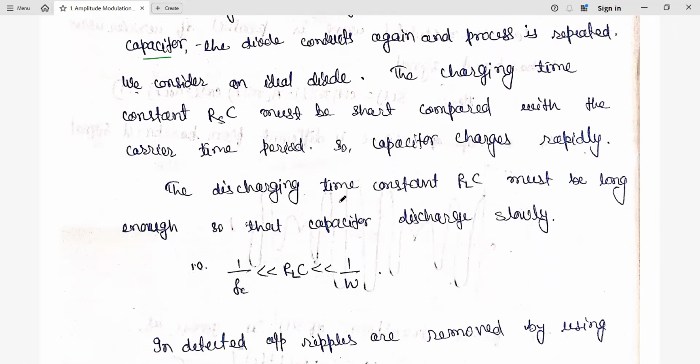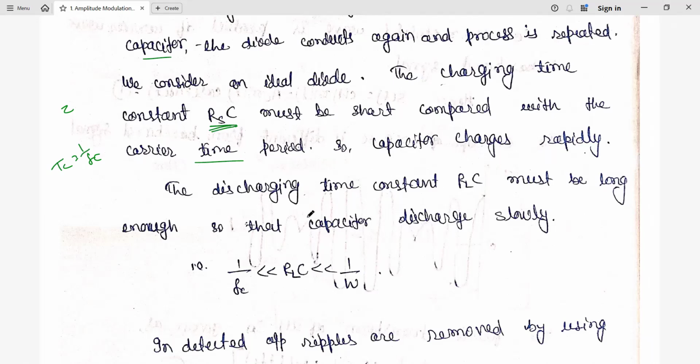If we consider the ideal diode, then the charging time constant is Rs times C, where Rs is the series resistance connected with the diode. It must be short compared with the carrier time period. The carrier time period is Tc = 1/fc, so this product should be shorter. It can also be represented with the help of tau. The capacitor will charge rapidly, so this charging time constant should be smaller compared to the carrier time period.